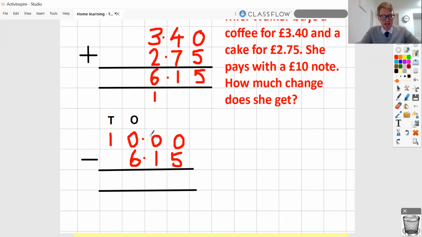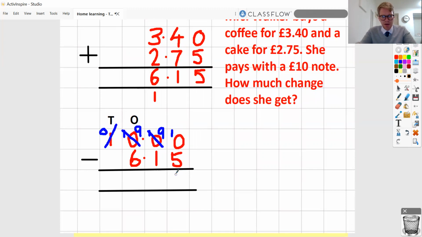So I've got £10, take away £6.15. Now, I can't do 0 take away 5. If I've got 0, I can't take 5 away. So I need to go all the way over here. I'm going to exchange £10 for 10 ones. Still doesn't help me over here though, does it? I can't just whiz that all the way across there, because £10 isn't the same as 10 pence. So I'm going to exchange one of my ones. So it's not 10 anymore, it's 9 for 10 over here. And then I'm going to exchange one of those. So that's 9 for 10 over here.